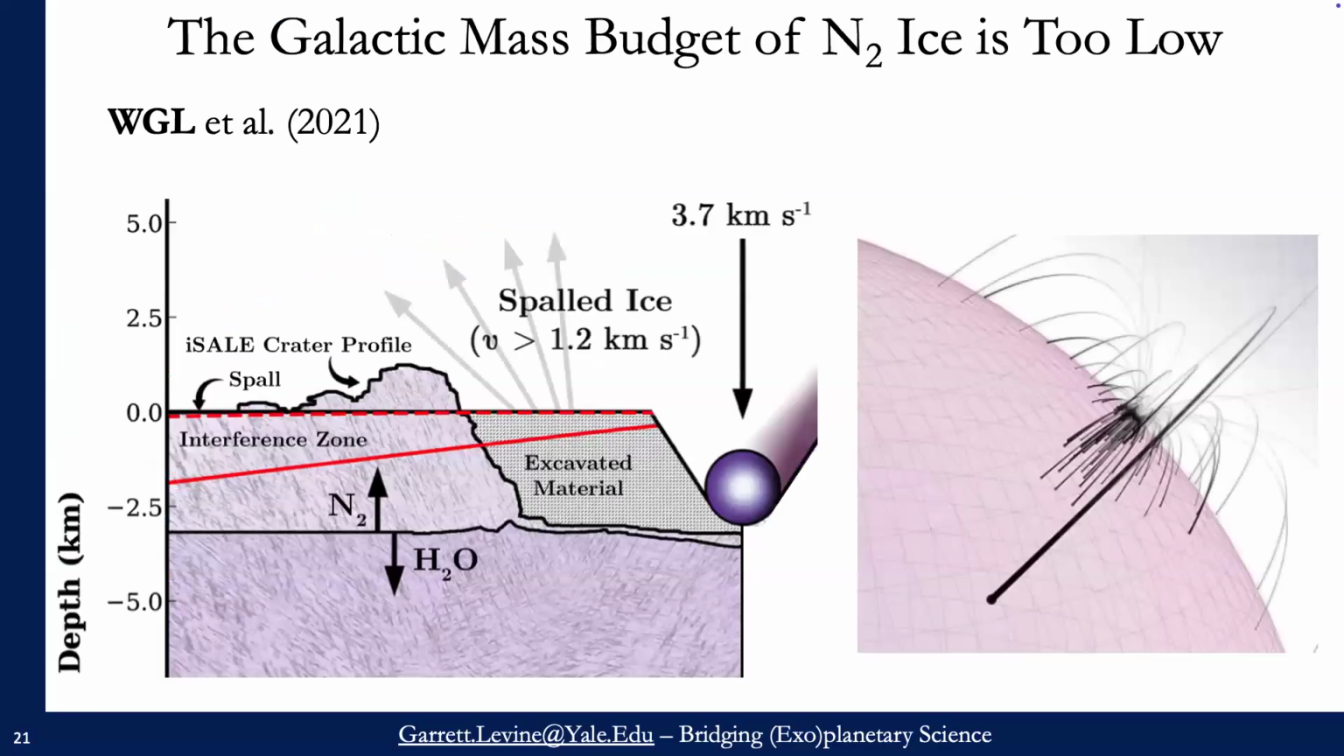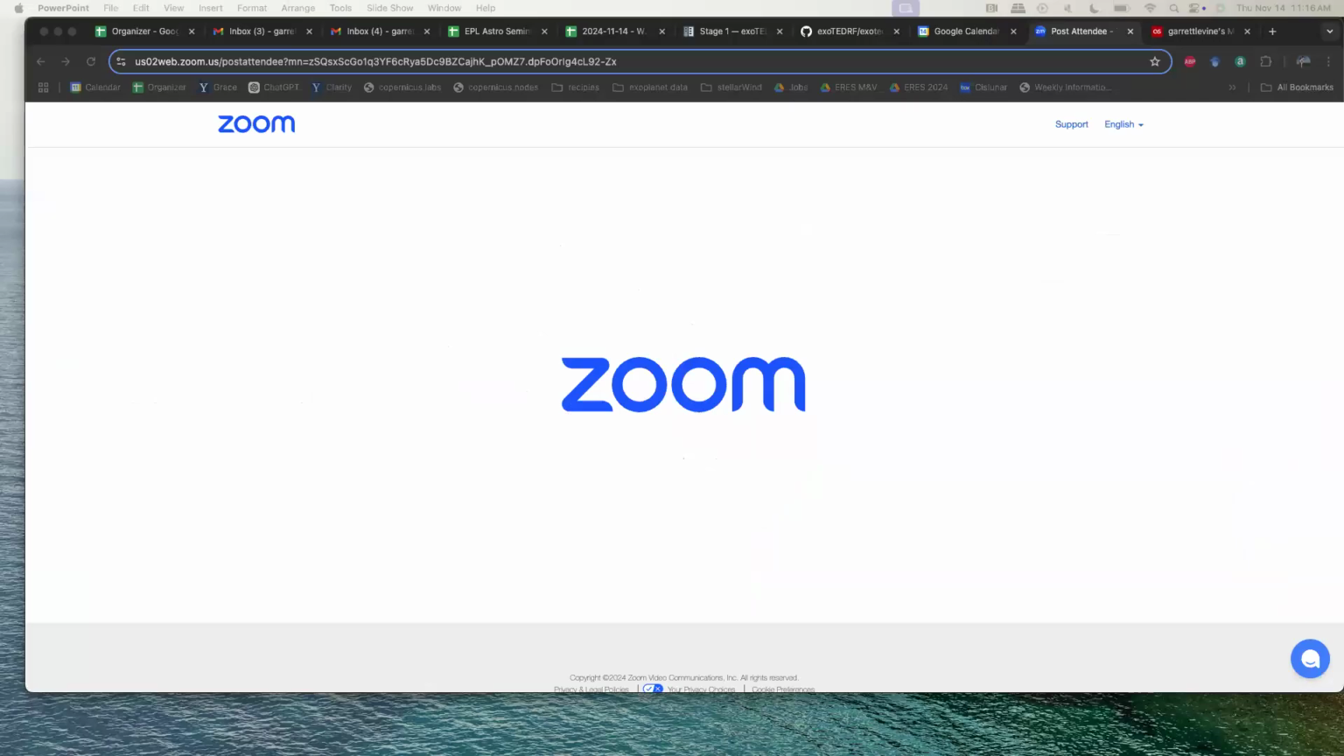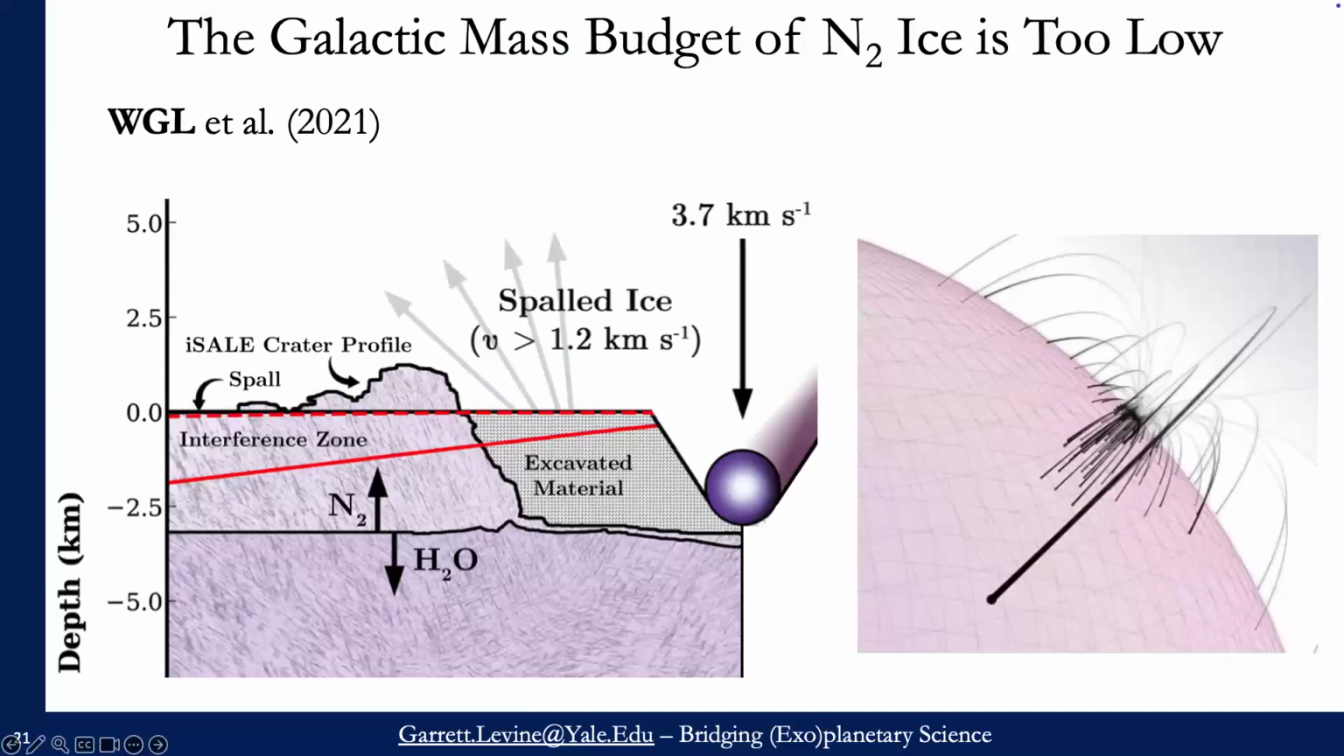Now, another one of these exotic hypotheses is nitrogen ice. I realize that this is, here, let me X this out. Oh, can I not do that? Okay. Oh, shoot. Okay. Well, looks like my mouse is going behind it.